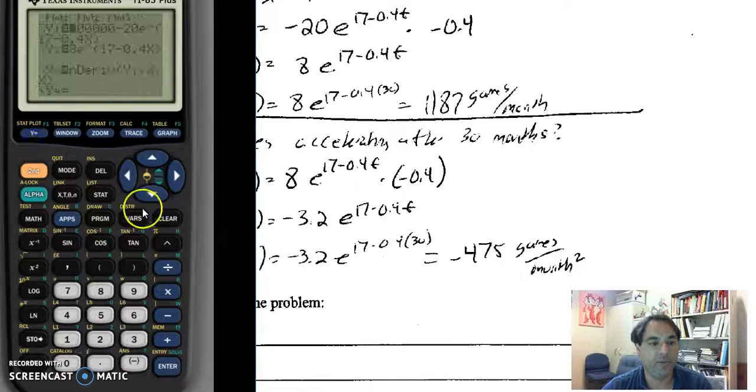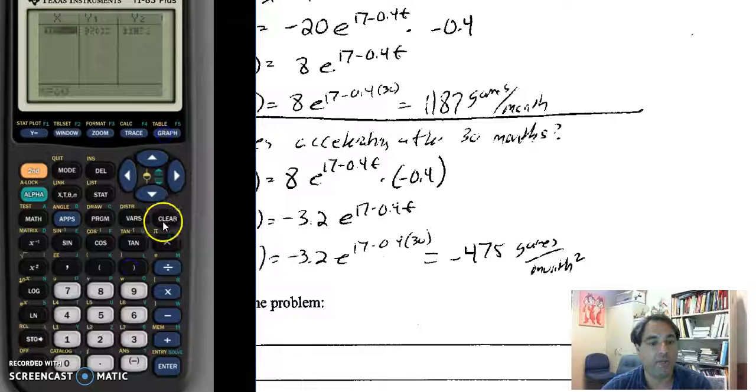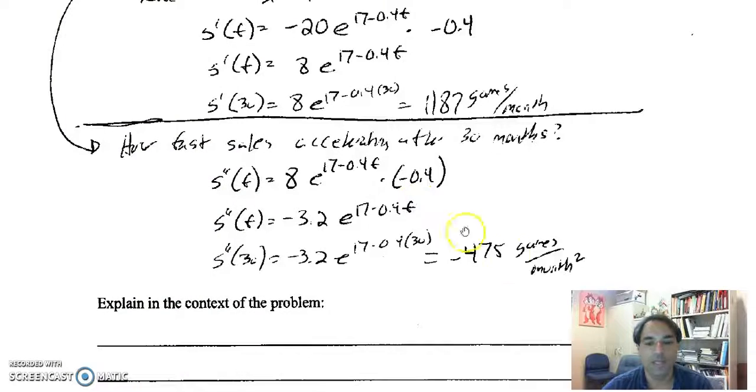So I go to y equals. In y4, I plug in negative, make sure you use negative 3.2, second e, 17 minus 0.4x, close parenthesis. Now y4 and y5 should be the same at negative 475, so we know we did it correctly. What does that mean? That means the following month we're expecting to sell 1,187 games, but then after that it's a negative, which means we're going to start losing. Our game is becoming not popular.